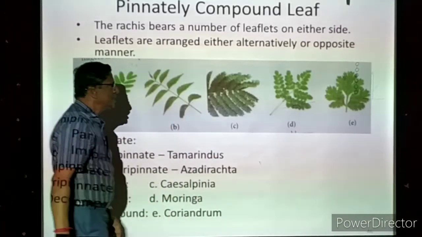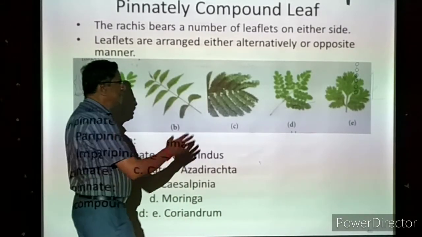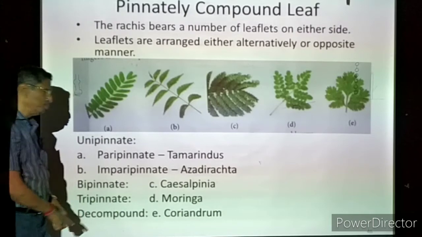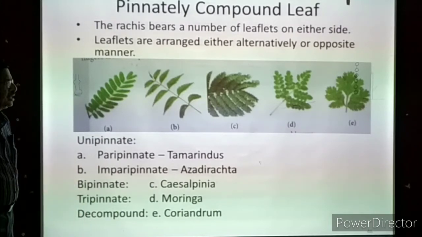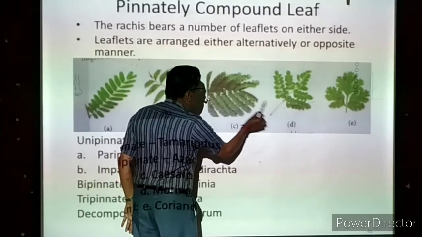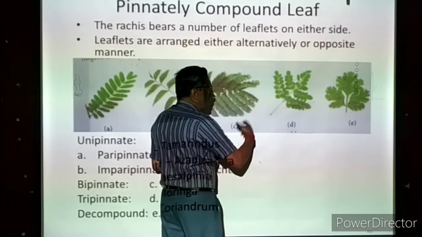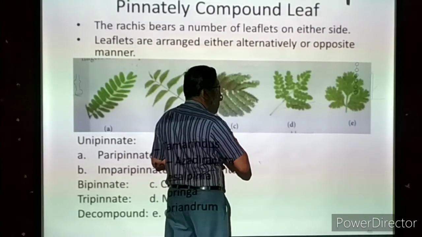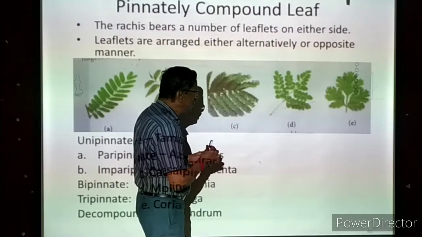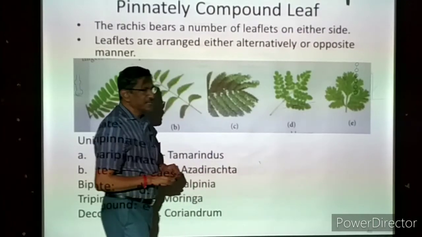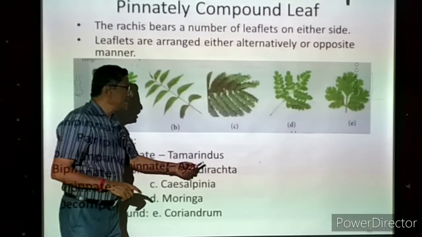Okay, we are coming to the next one, tripinnate. Actually, this is the best example. Moringa. Moringa means the drumstick plant. But actually, the diagram that is given is a continuation of this. Here, if you take, there is a stem, and from that one leaf is arising. That leaf is the tripinnately compound.